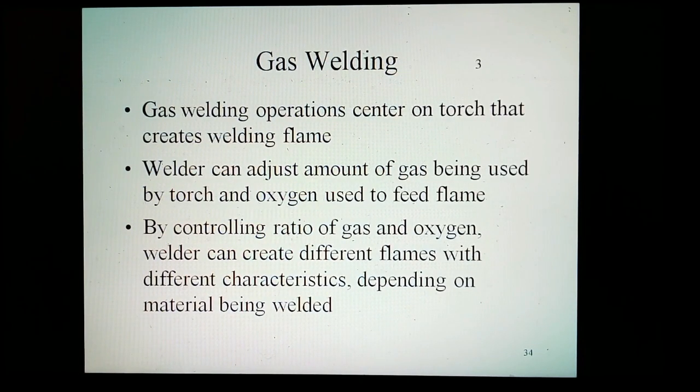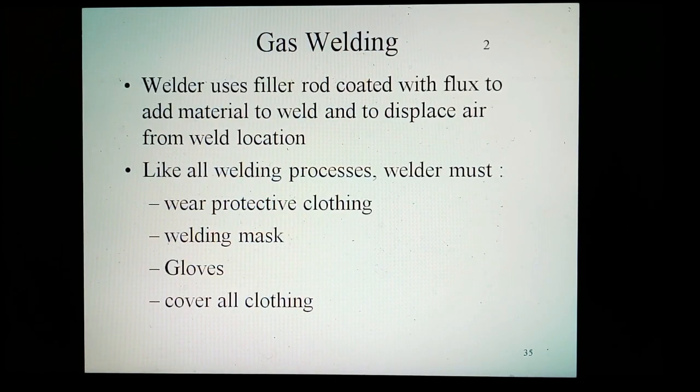Gas welding operations center on a torch that creates the welding flame. The welder can adjust the amount of gas being used by the torch and the oxygen used to feed the flame. By controlling the ratio of gas and oxygen, the welder can create different flames with different characteristics, depending on the material being welded. The welder uses a filler rod coated with flux to add material to the weld and to displace air from the weld location. Like all welding processes, the welder must wear protective clothing, welding mask, gloves, and coverall clothing.